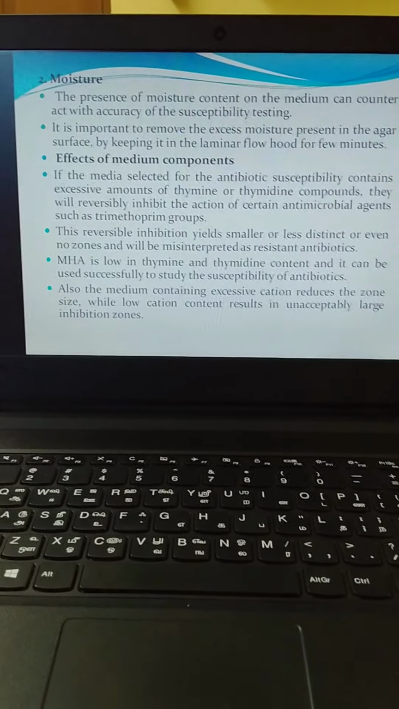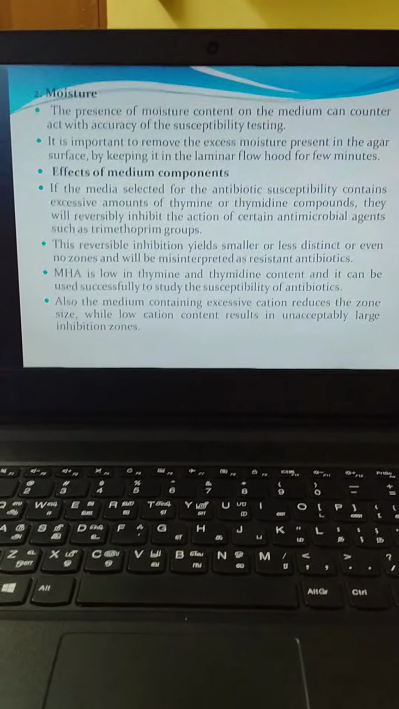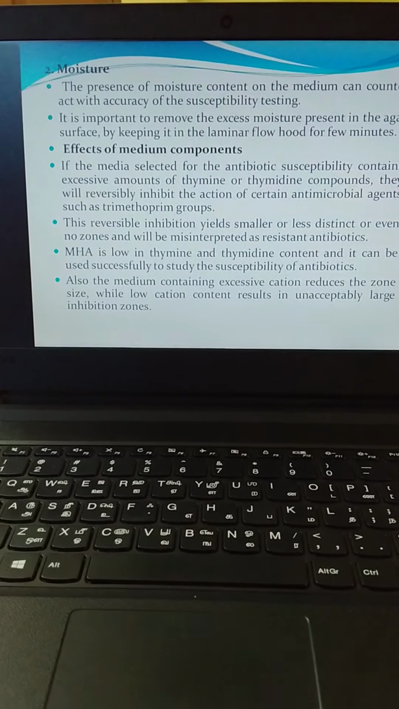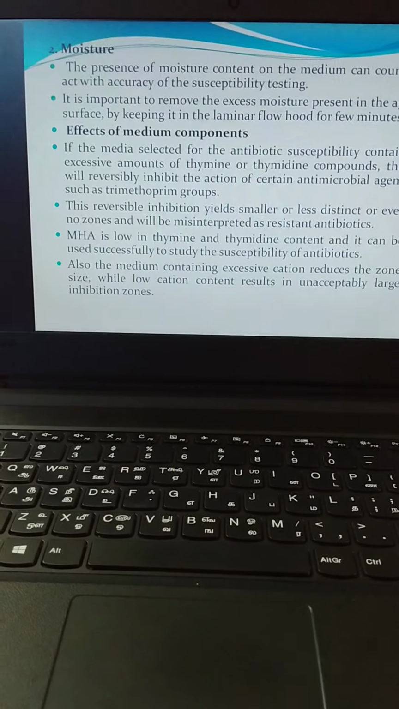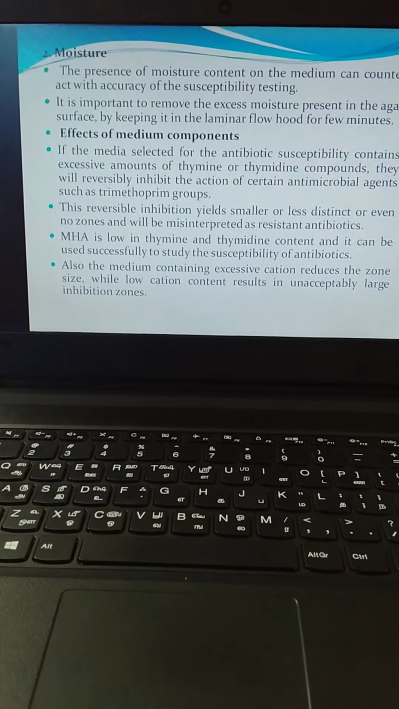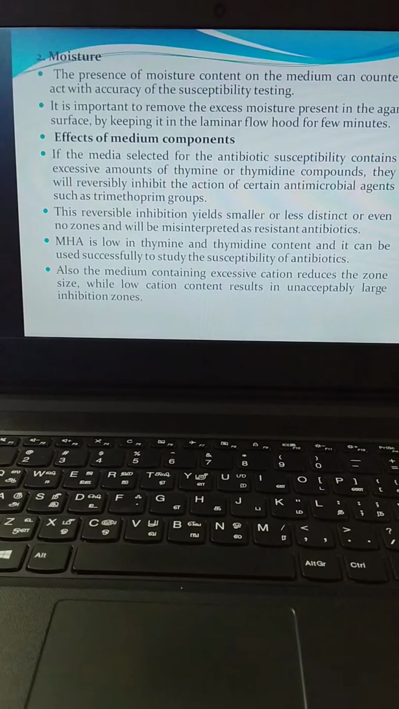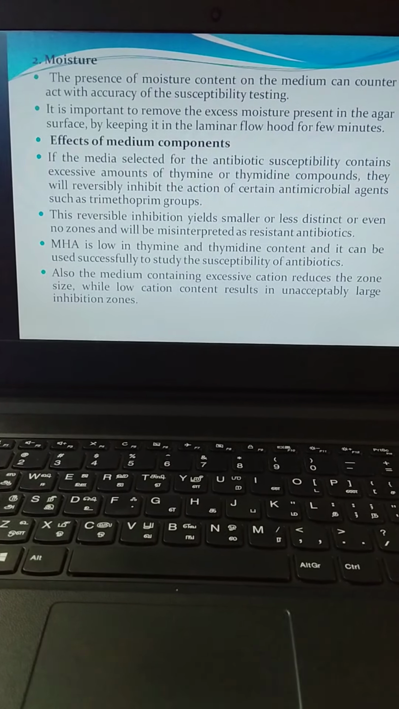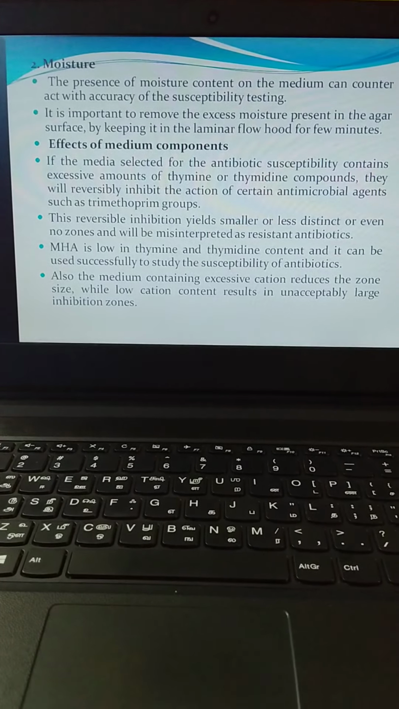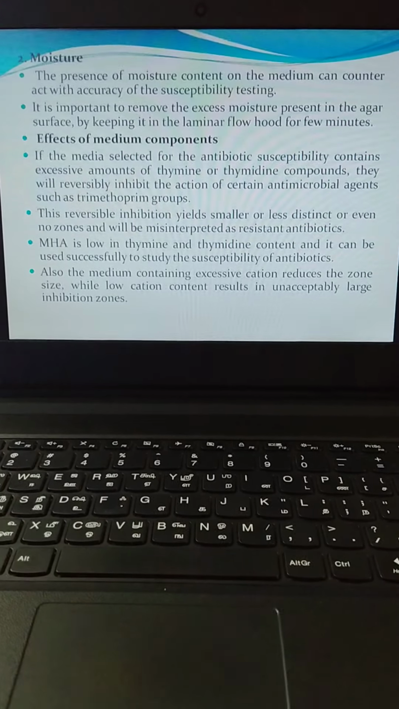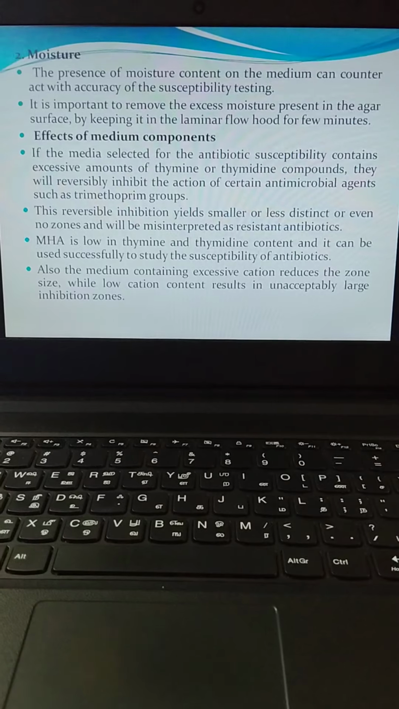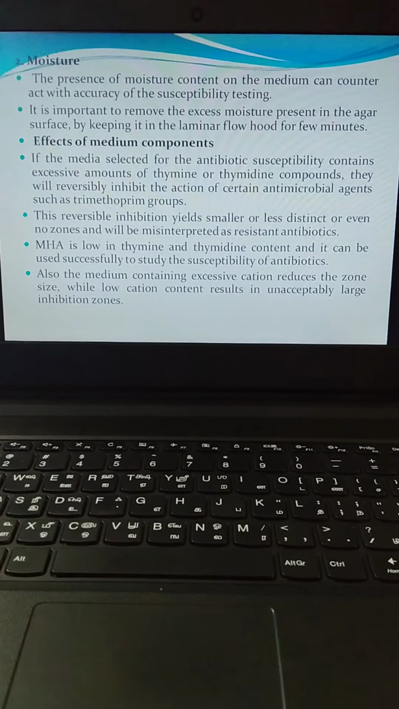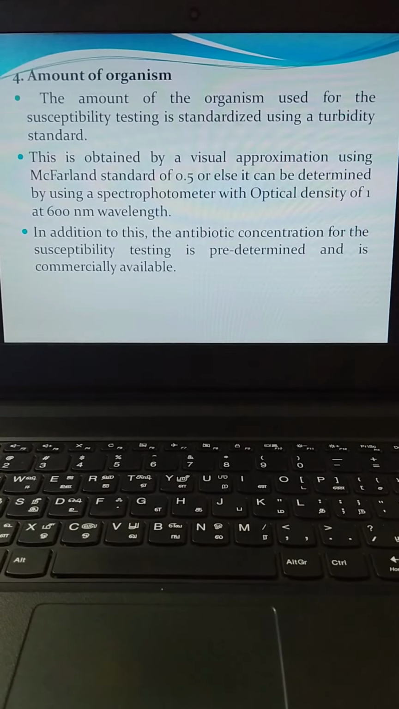MHA is low in thymine and thymidine content, and it can be used successfully to study the susceptibility to antibiotics. Also, a medium containing excessive cations will reduce the zone size, while low cation content results in unacceptably large inhibition zones.